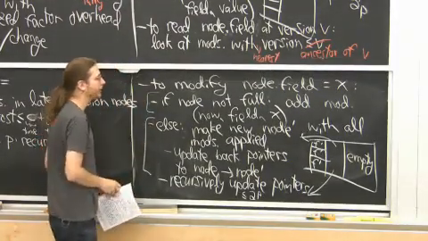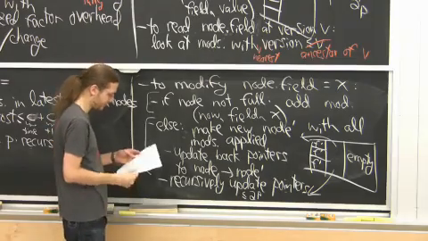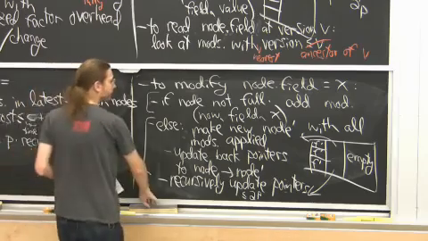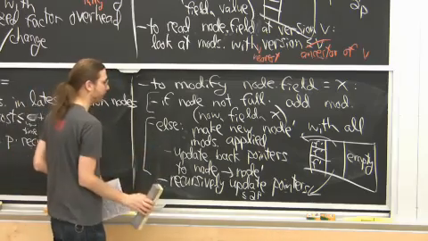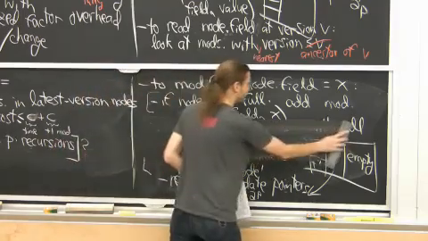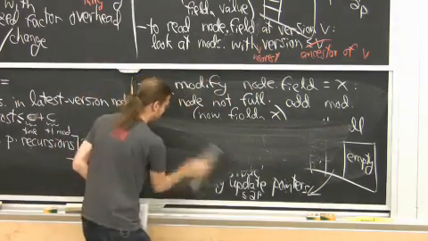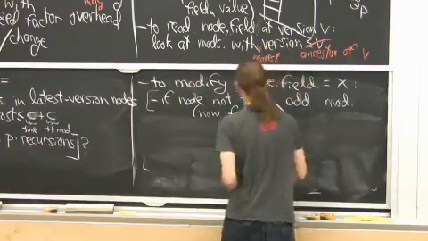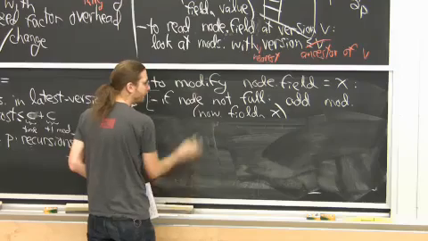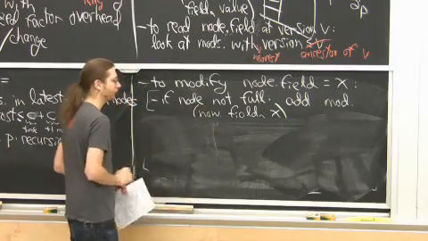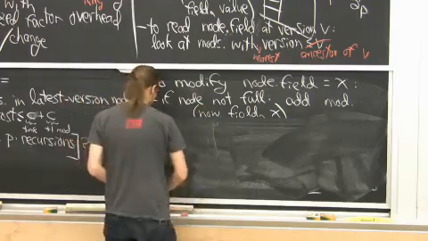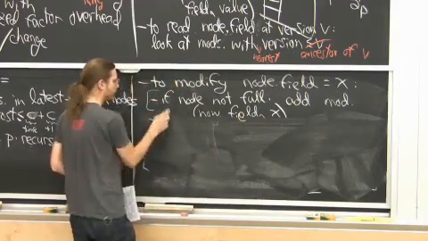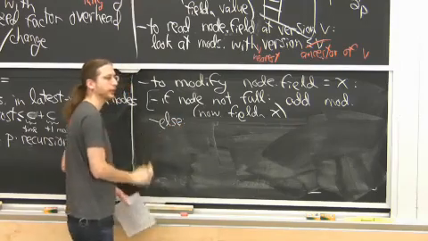Now we get to the hard part, which is modification. This is going to be different. Maybe I should just erase. Yeah, I think I'll erase everything, except the first clause. Okay, if a node is not full, we'll just add a mod, just like before. What changes is when a node is full. Here we have to do something completely different.